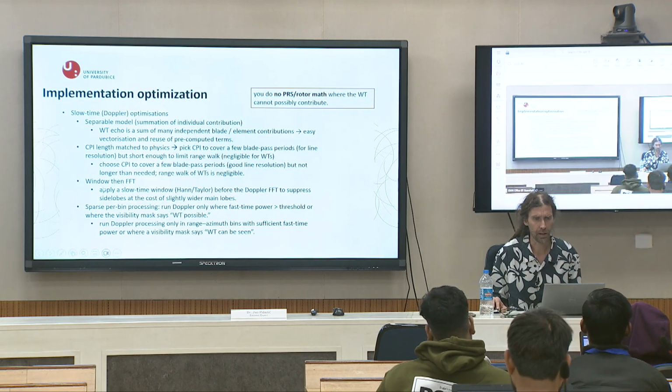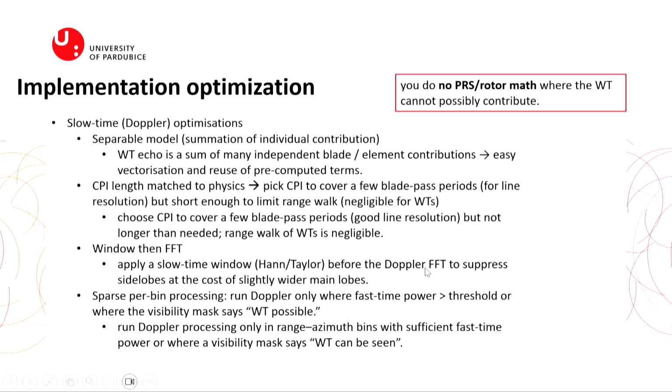Windowing of FFT. Apply a slow time window before the Doppler FFT to suppress side lobes. If you do it in the frequency domain, you do this windowing in one step. And sparse per-bin processing: run Doppler only where the range bin power is higher than some threshold, or where the visibility mask says a wind turbine is possible. If it's not, don't compute Doppler where there is no wind turbine.